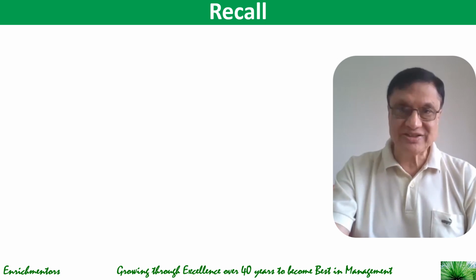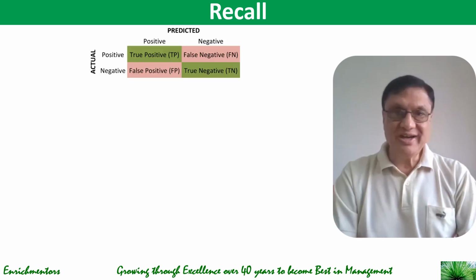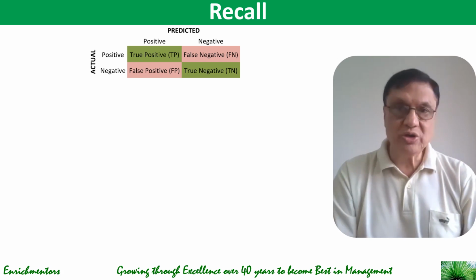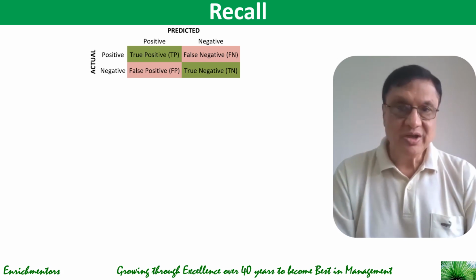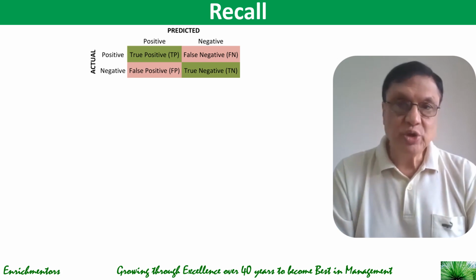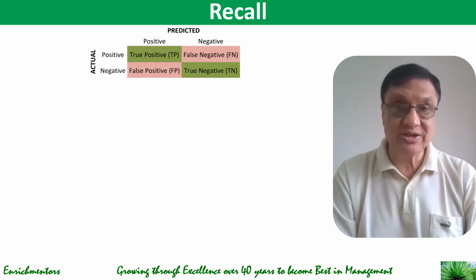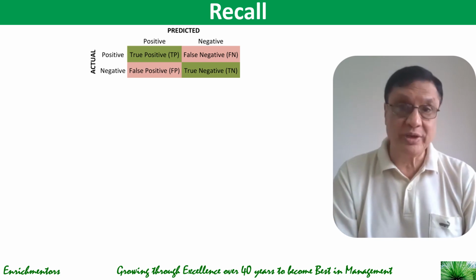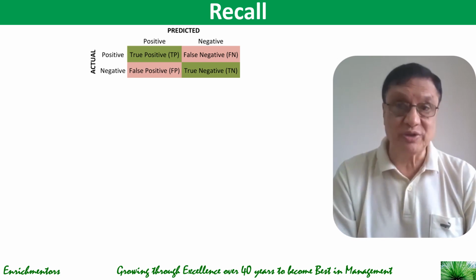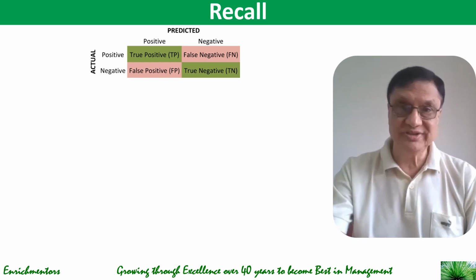A little more complex measure. Now, recall is related to what are called true positives and false positives. When you make a prediction, your prediction can be positive versus an actual positive. So you predict right and it is actually right. You can predict positive and actually it could be negative. So that's a false positive. You predict negative and it is actually positive. It is called a false negative, and you predict negative and it is actually negative. So these are the true negatives.